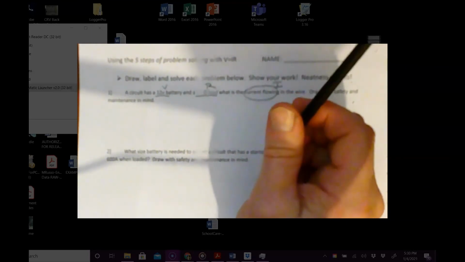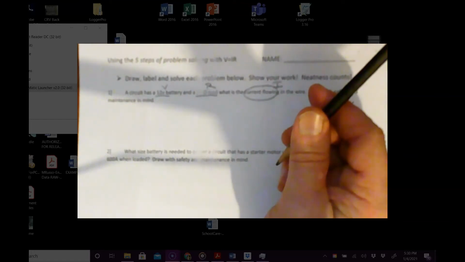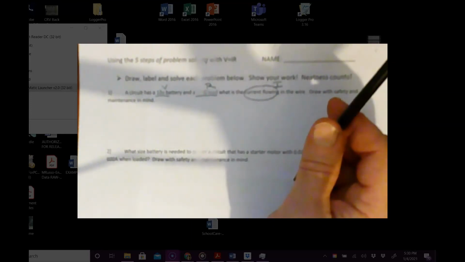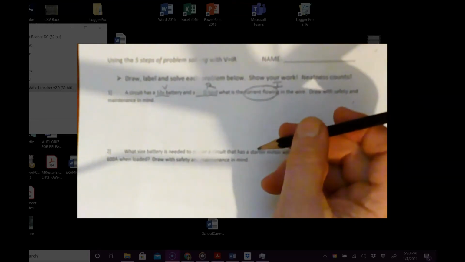Well, safety means that I have wired it so that the wires don't melt or catch fire. That means I put a fuse or a circuit breaker in it. And maintenance means that I can turn it on or off. Means I should probably include a switch. So the way that I attack these is I always start with the voltage source. Because if I don't have a battery or an AC power supply, we're not having an experiment.